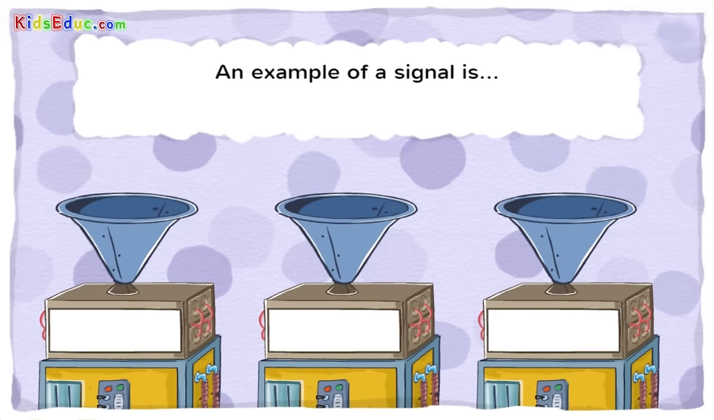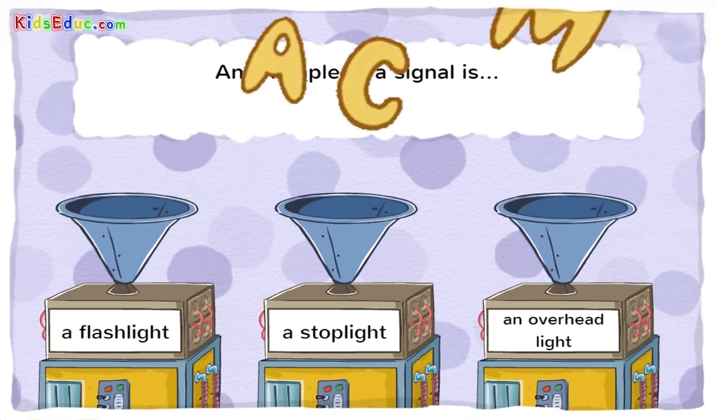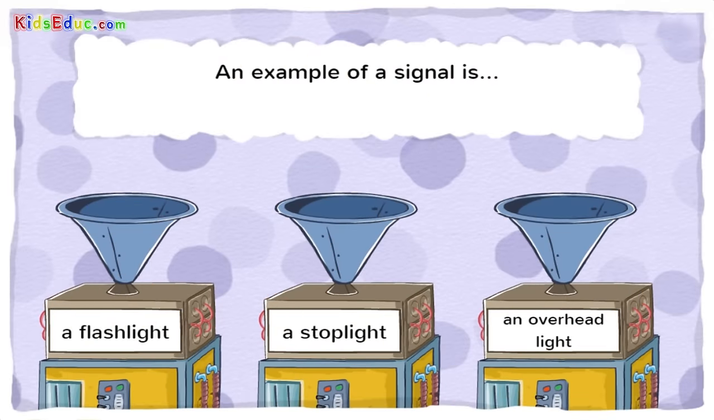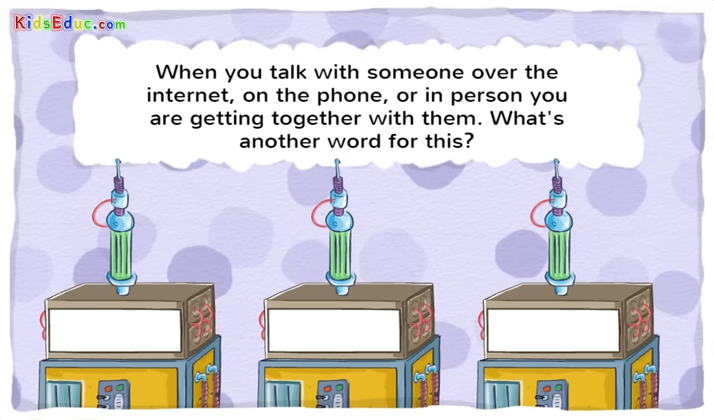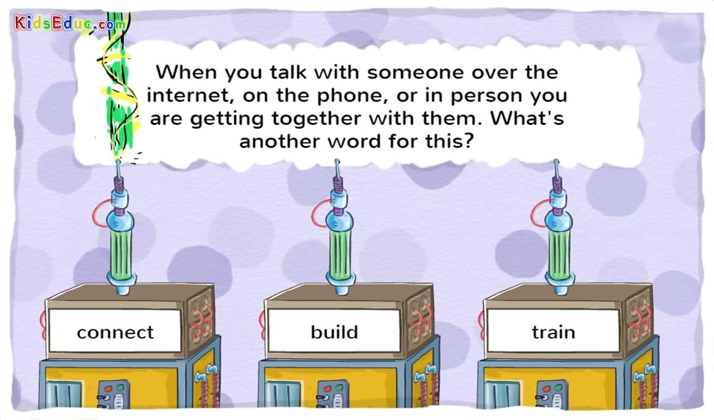An example of a signal is a flashlight, a stoplight, an overhead light. A stoplight. You got it! A signal is something that tells you what to do, gives directions, a warning, or other information. When you talk with someone over the internet, on the phone, or in person, you're getting together with them. What's another word for this? Connect, build, train. Connect. You got it! When you connect with someone, you talk or meet with them to tell them something.